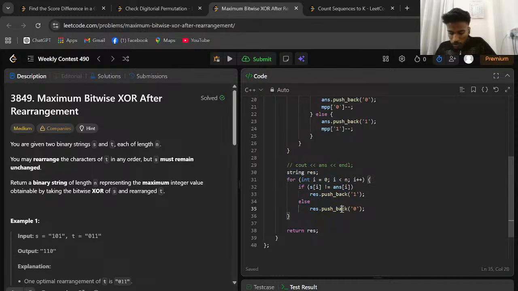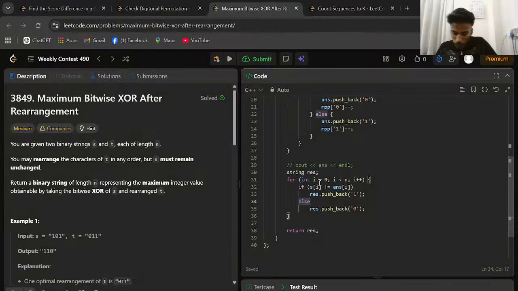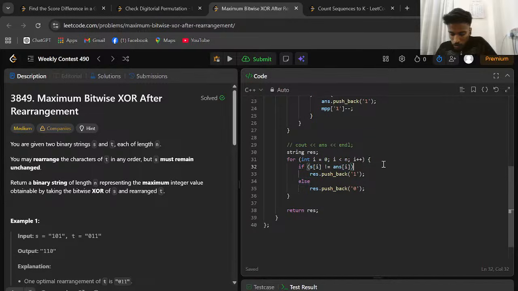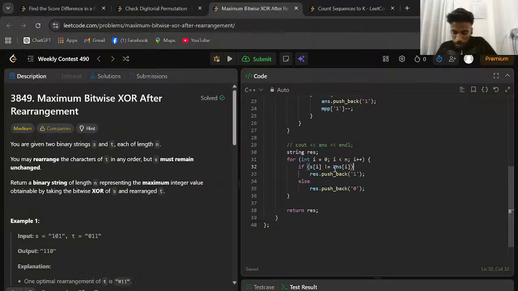And finally, in the result, I am storing this S XOR T. Okay. So if S of I is not equal to this value, simply push back 1, and otherwise you can push back 0.